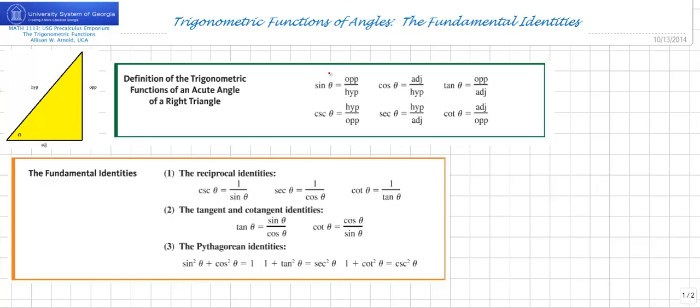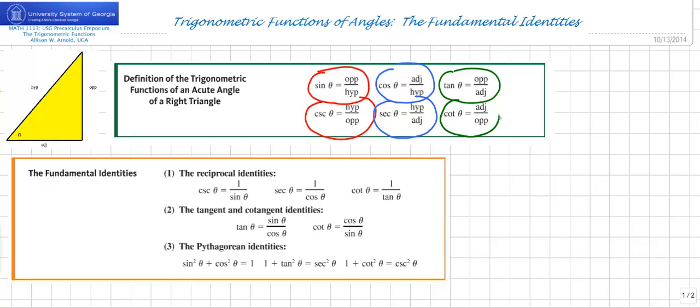First of all, you can notice simply by observation of the definition that sine and cosecant are reciprocal values, and cosine and secant are also a reciprocal pair. And then lastly, tangent and cotangent are reciprocal values. And you see these identities evidenced in line 1, and they're referred to as the reciprocal identities.